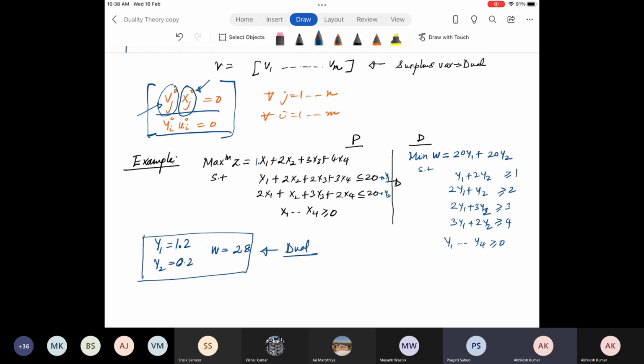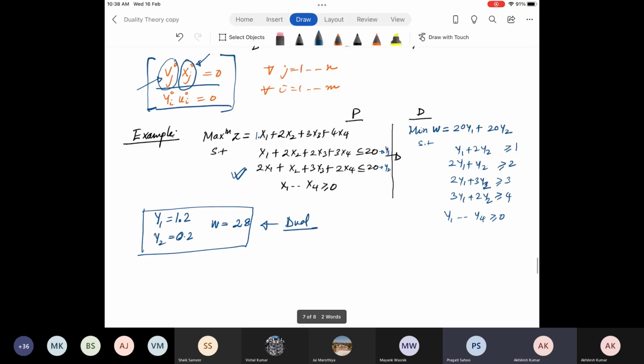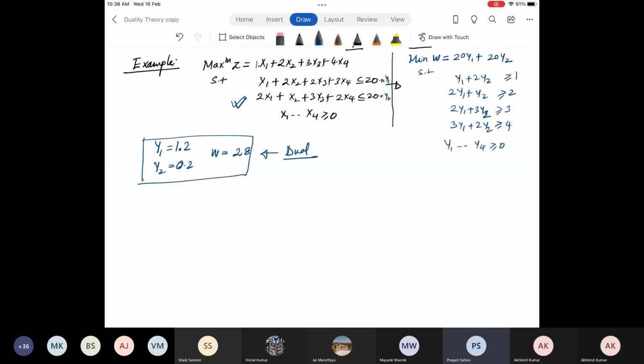Now with this solution, we will try to find the values of x1, x2, x3 and x4. So first we need to convert it into equations. x1 plus 2x2 plus 2x3 plus 3x4 plus slack variable u1 equals 20, and 2x1 plus x2 plus 3x3 plus 2x4 plus u2 equals 20. This is the primal side.